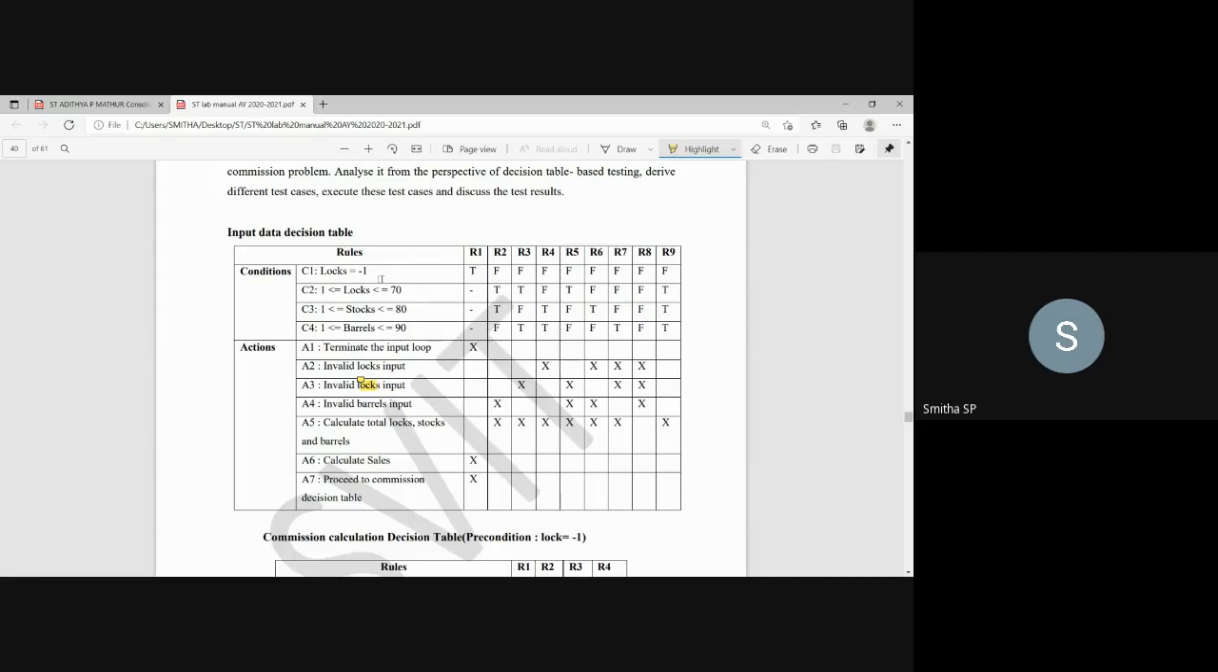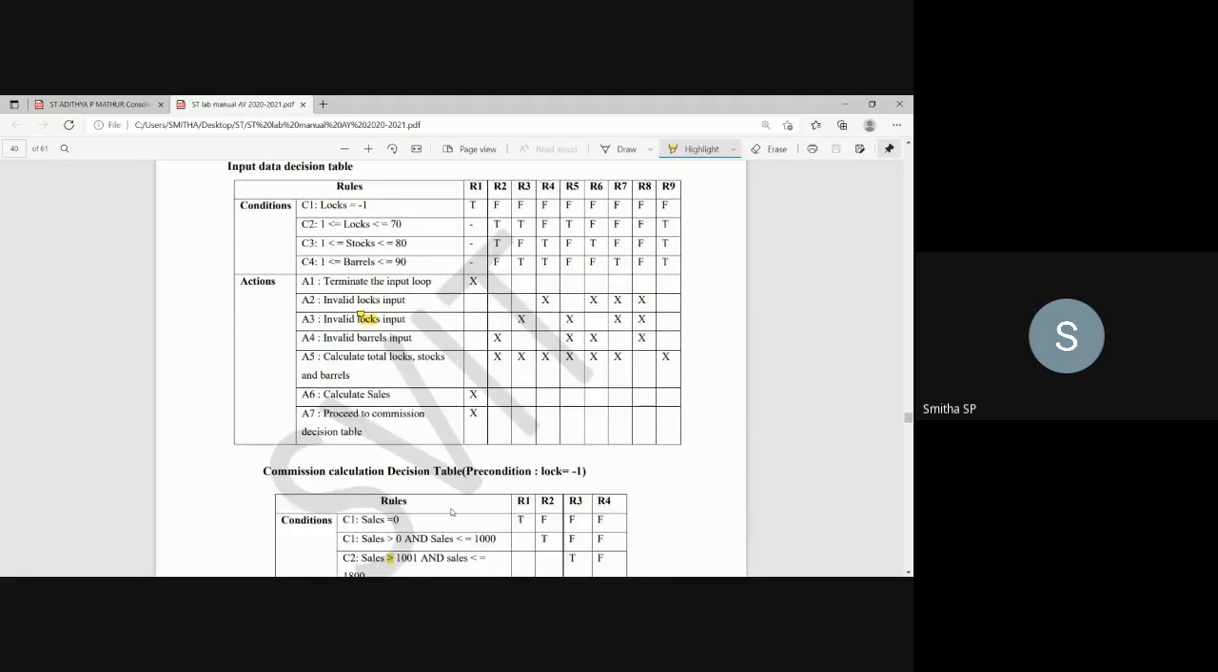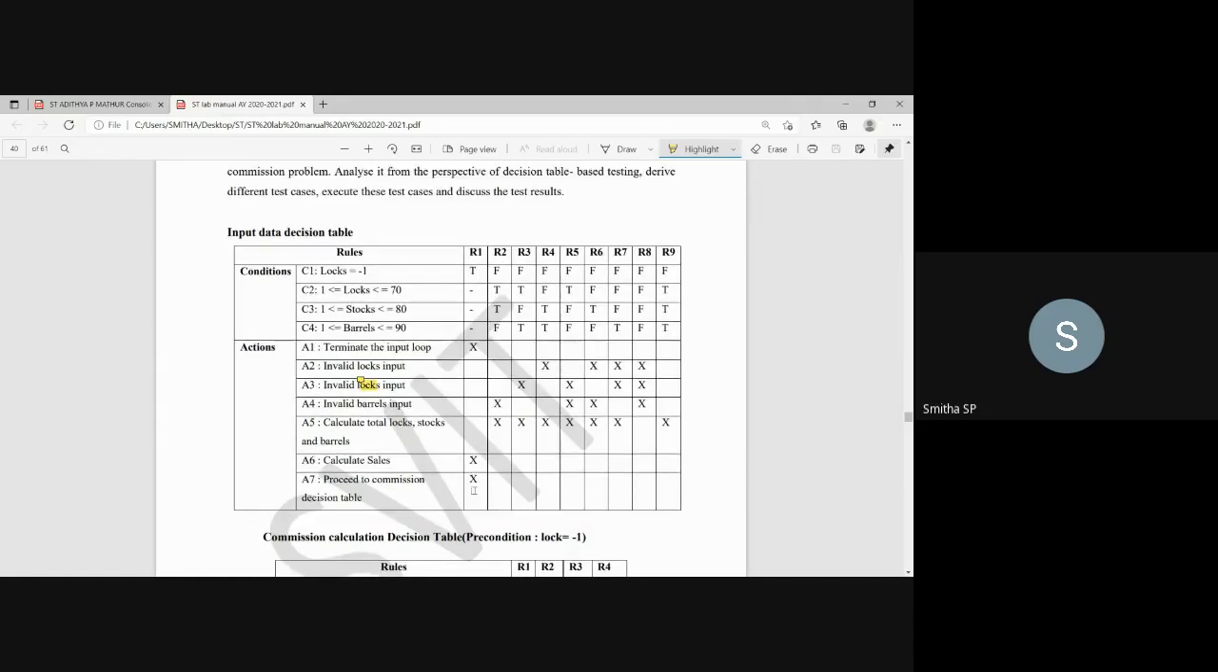Okay, so you have to calculate the sales and proceed to the commission decision table. That is the next decision table, to calculate the commission. These are the entries you have to mark for the condition logs is equals to -1. If this condition is satisfied, then these three actions should be marked.